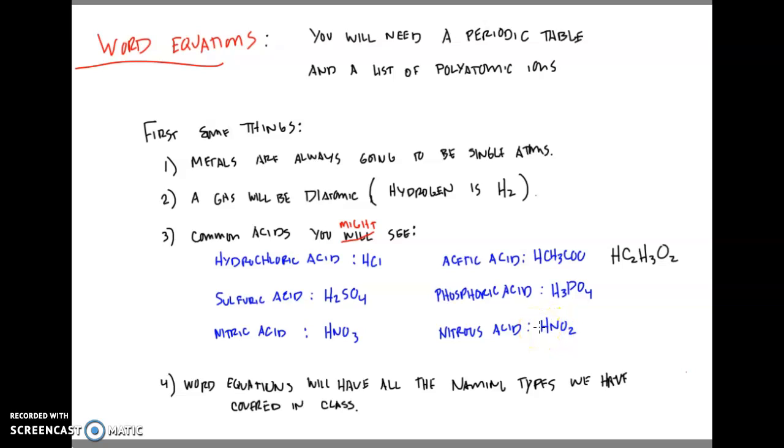Word equations will also have all of the naming types that we've covered in class. So you might see hydrocarbons like pentane, hexane, heptane. You might have covalent names like dihydrogen monoxide might be used instead of the word water. You might also have common names. Ammonia, not ammonium, the polyatomic ion, but the chemical ammonia is nitrogen trihydride, or NH3. So you might see some common names as well. And of course, you're going to have tons of polyatomic names.